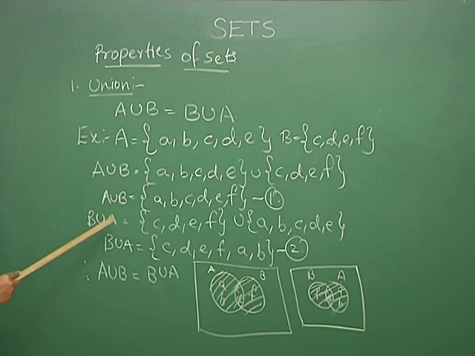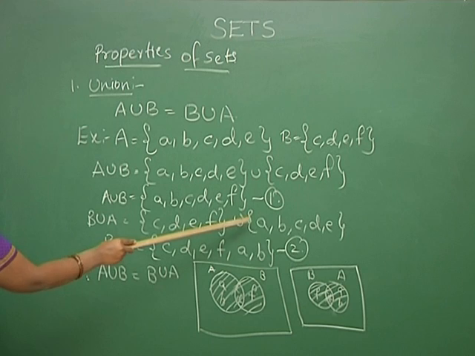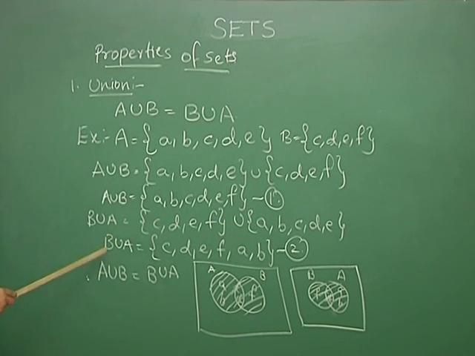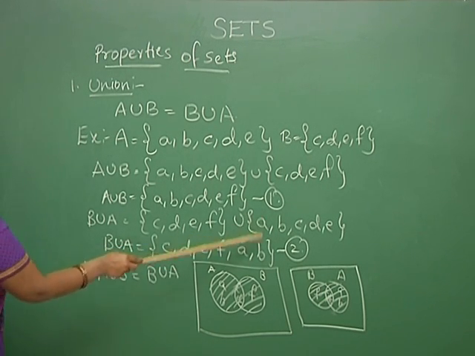Next one, B union A. B set elements are C, D, E, F. A set elements are A, B, C, D, E. Here also B is the first set. So first write all the elements of B: C, D, E, F. Then A set elements A, B. Already we have written C, D, E. Repetitions are not allowed.